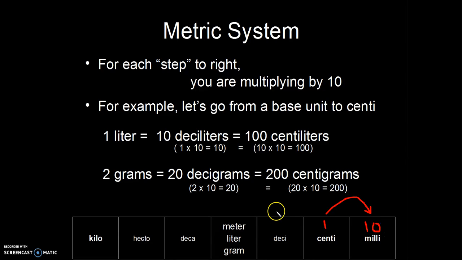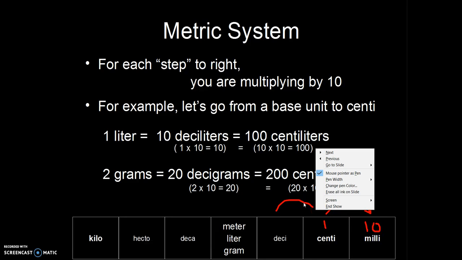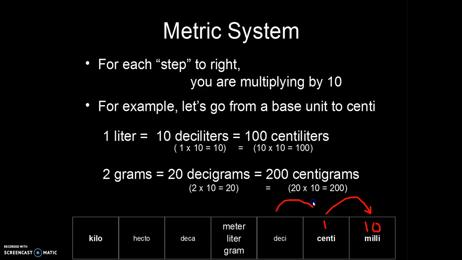Okay, so what if you want to go 2 steps? What if I have my measurement in decimeters and I want to convert it to millimeters? Well, we need to multiply it by 10 twice. So 10 decimeters is 100 centimeters is 1,000 millimeters. That's 10 times 10.